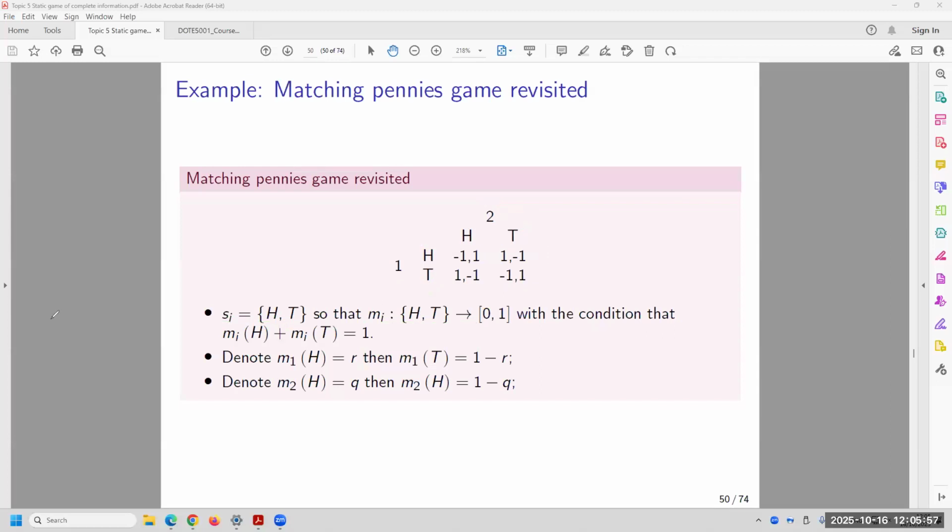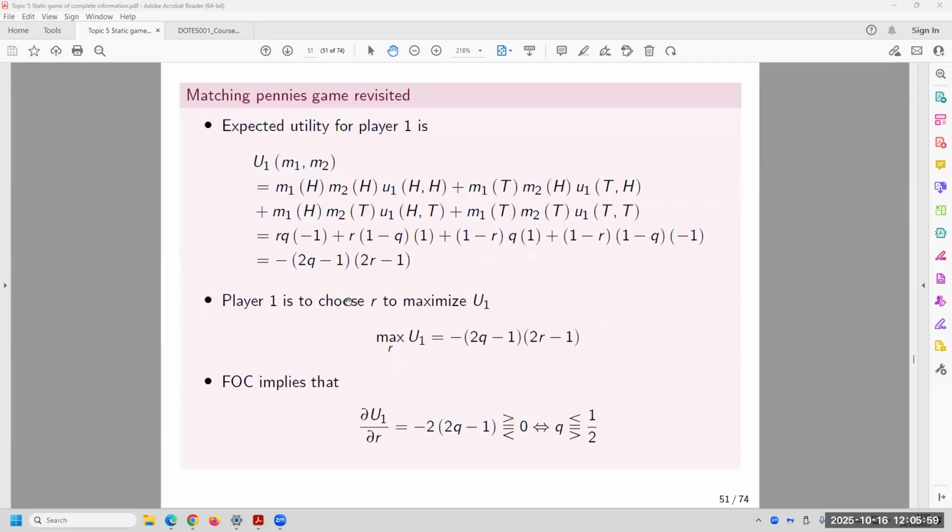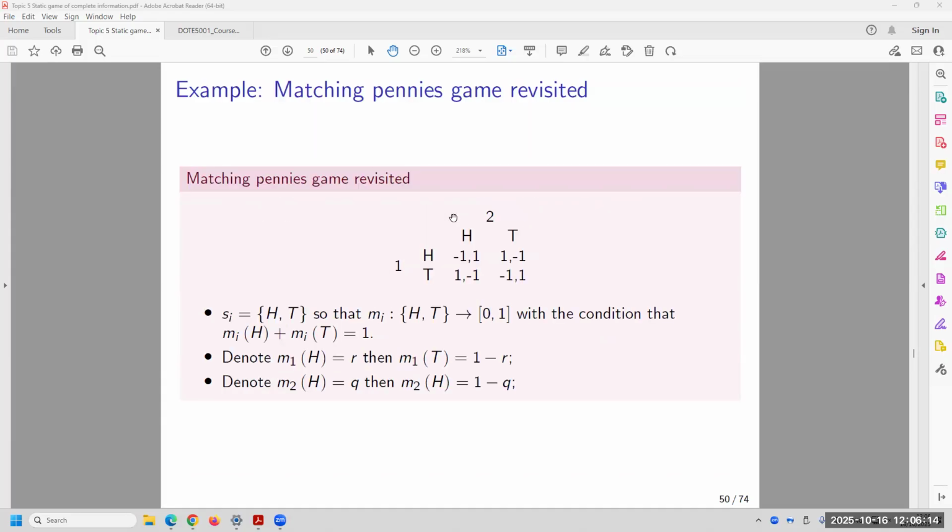But once you have that, let's see how we solve this problem. You can immediately see the model become crazy already. How do you do that? Remember, they are maximizing the expected utility, right? So we have R here, 1 minus R here. We have Q here, 1 minus Q here.